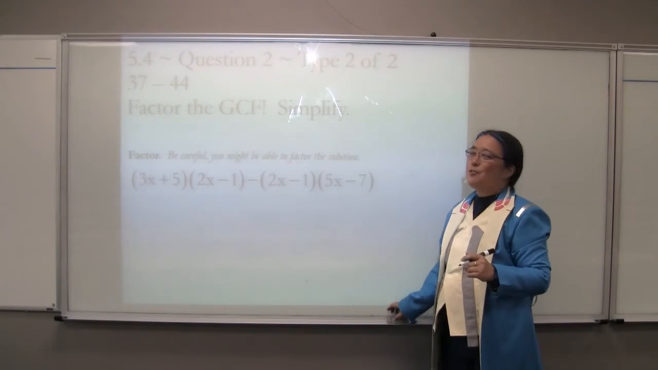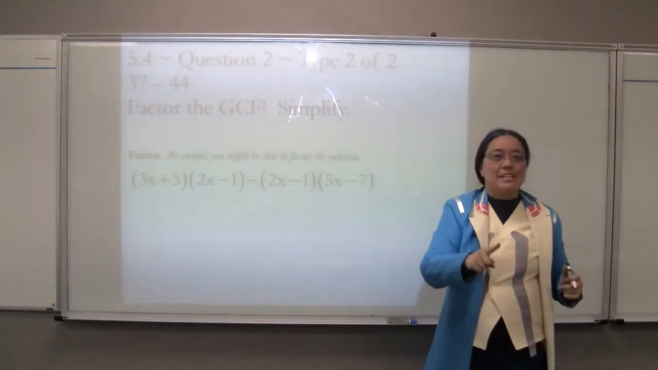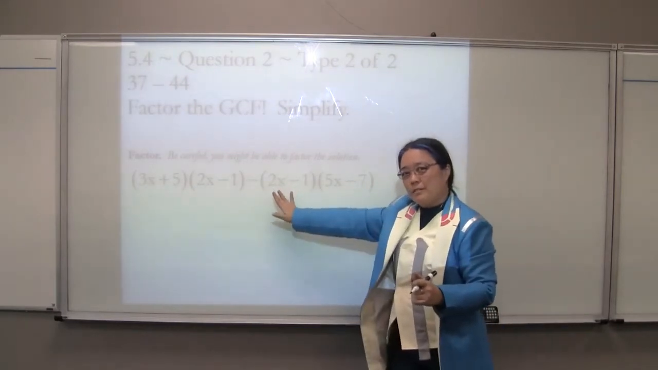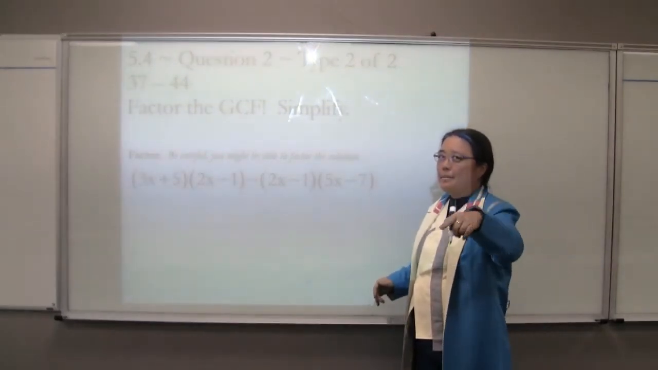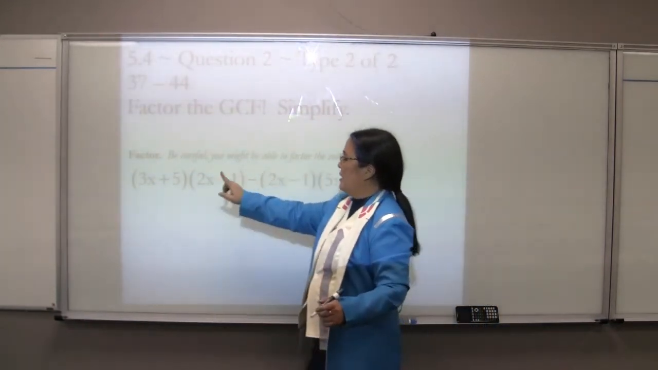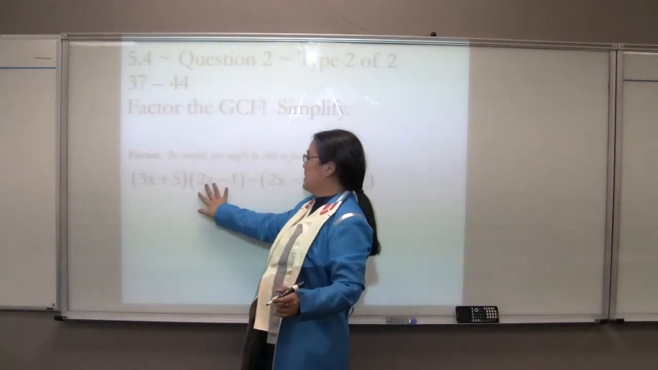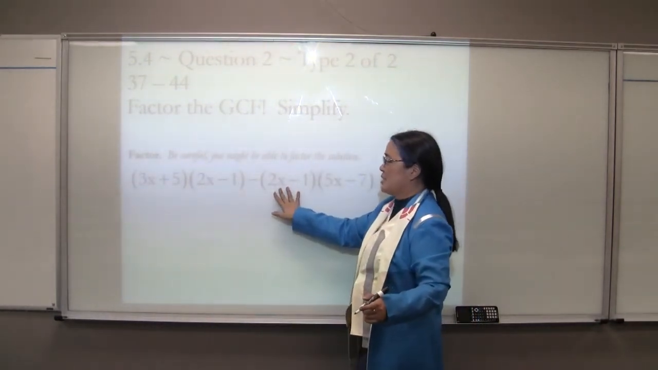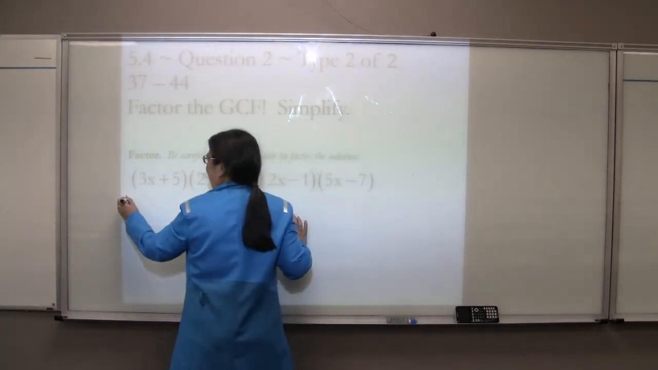Chapter 5, Section 4, Question 2, Type 2 of 2, yay! All right, last time I had you write them all out, and this time you don't have to. Does that make it easier? Maybe, maybe not. So what do both of these have? This has a 3x plus 5, this doesn't. This has a 2x minus 1, and this has a 2x minus 1. The GCF is 2x minus 1.